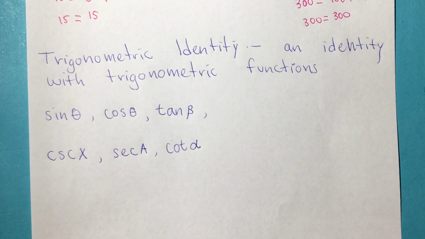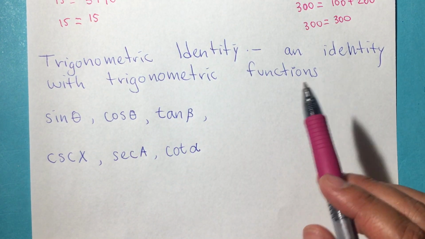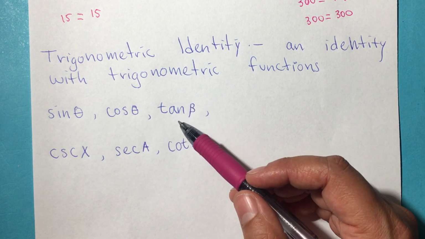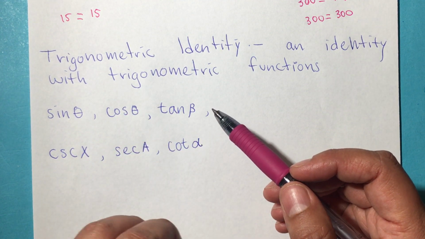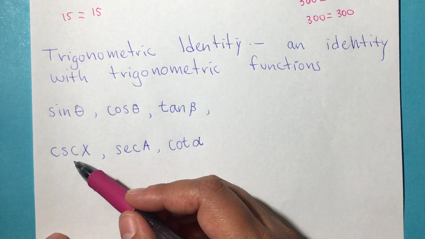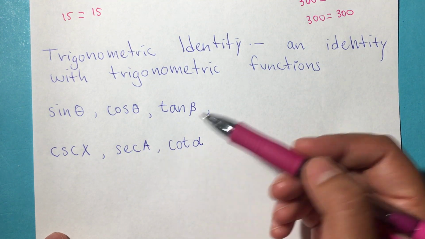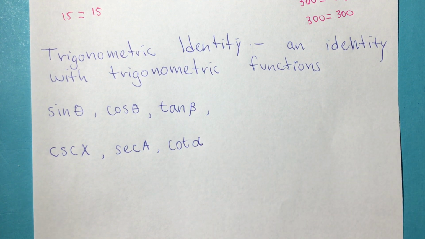Okay, now trigonometric identities is just an identity, but with trigonometric functions. And those will be sine of theta, cosine of theta. In here, I decided to change it again. You can change it, but you have to keep it consistent. And so you can use theta, beta, x, a, or any other variable, alpha. So again, just keep it consistent.